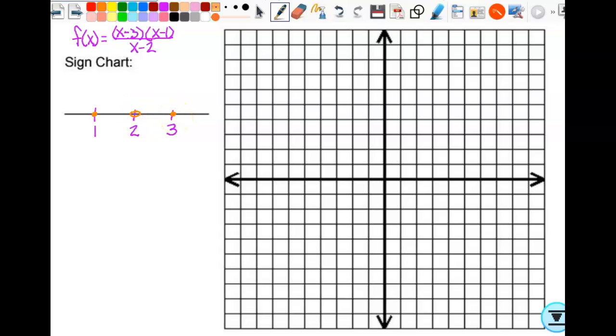Okay, so I substitute in 0. That's going to give me negative, negative, negative. That's negative overall. Can substitute in 1.5. That's going to give me negative, positive, negative. That's positive overall. 2.5 is going to give me negative, positive, positive. That's negative overall. 4 is going to give me positive, positive, positive. That's positive overall. All right, so I shade.